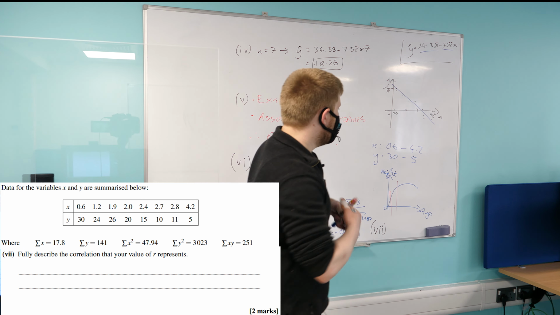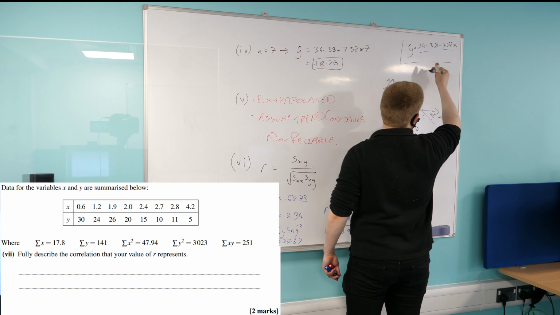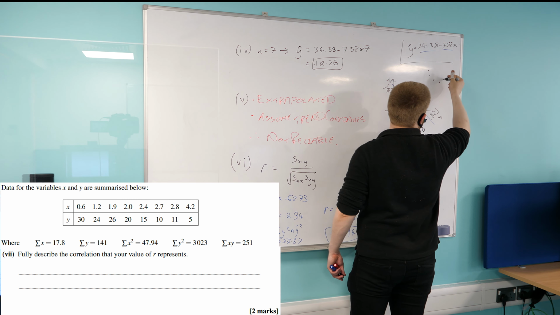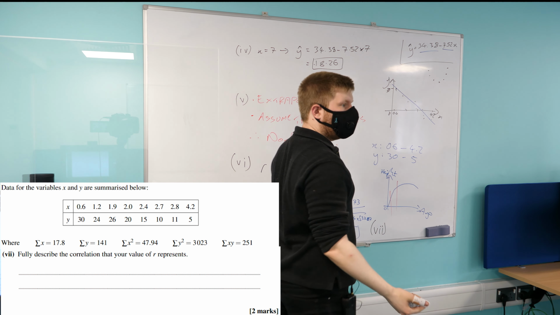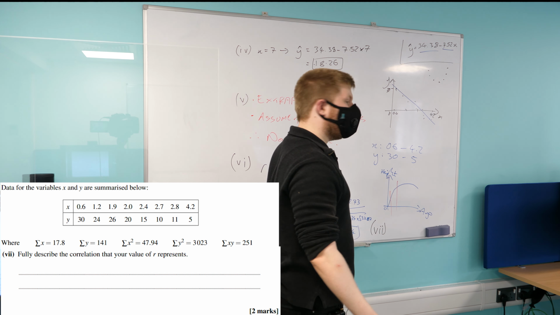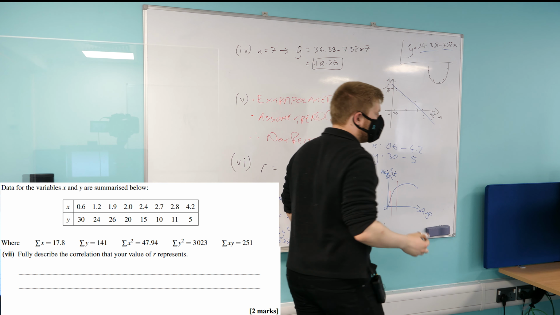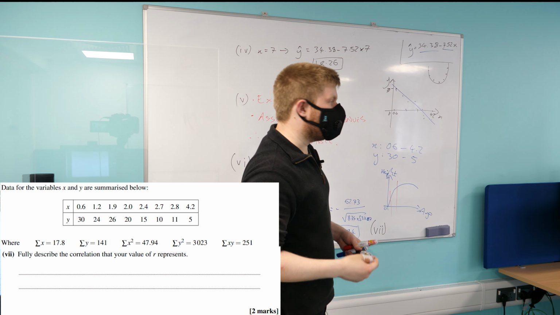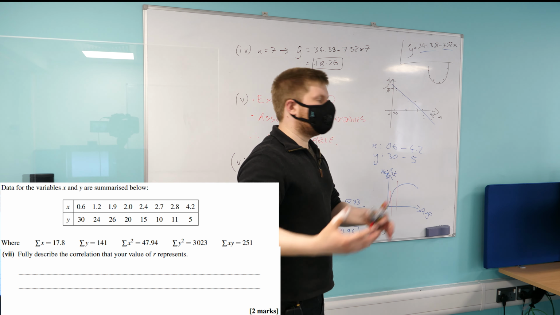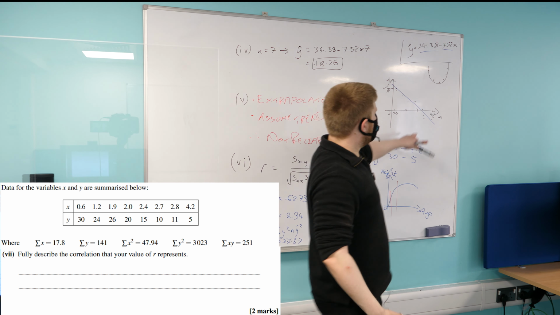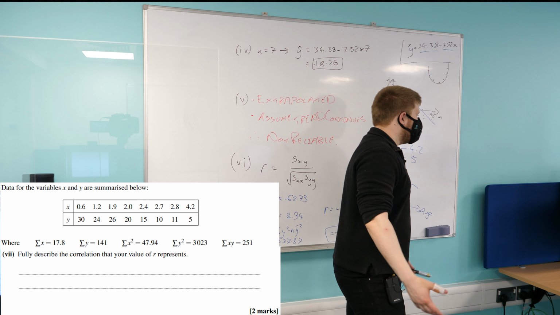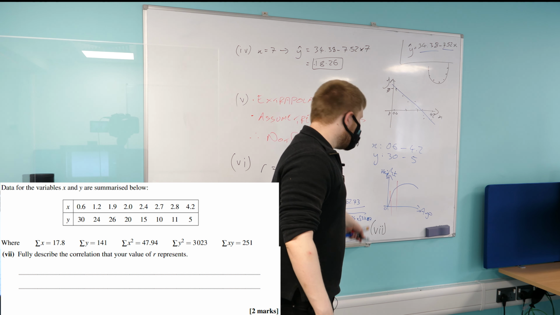It may well be that you have data that looks something like this. That would have 0 correlation on this basis. R would be 0, right? However, there is some correlation going on there. So just because the correlation coefficient is 0 does not imply there's no correlation. It just implies that it's not following a straight line very well.